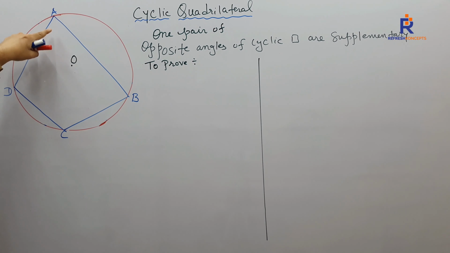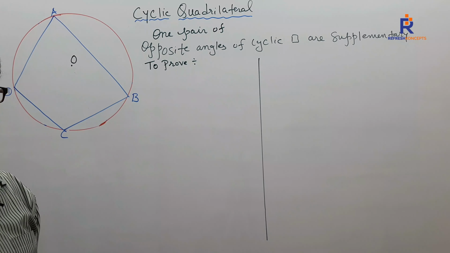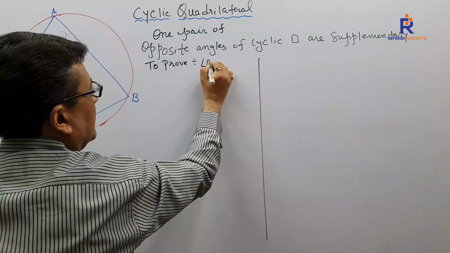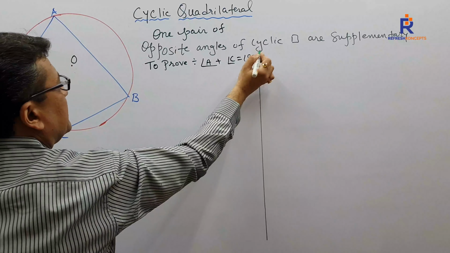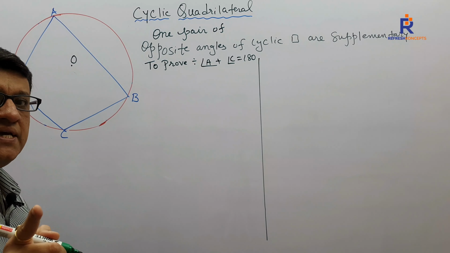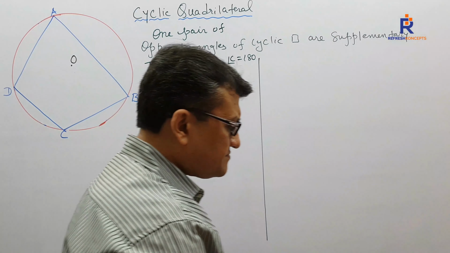When I say pair, I am talking about A plus C. When I say pair, I am also talking about B plus D. So you need to prove any one; similarly, we can prove the second one. So I shall say over here, angle A plus angle C is 180. Supplementary means 180. Angle A plus angle C is 180.